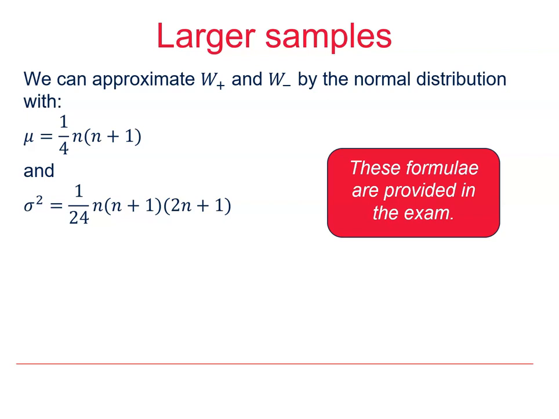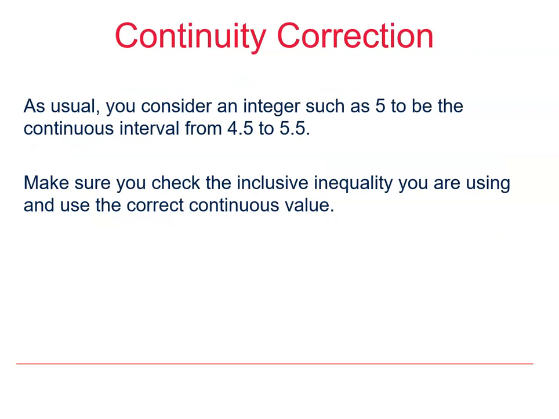The only problem is that W plus and W minus are integers, so they are discrete distributions, and the normal distribution is continuous. You've come across the need for a continuity correction before, when using the normal distribution to approximate the binomial. You'll see how this works in the example.